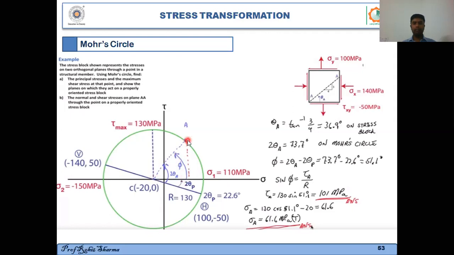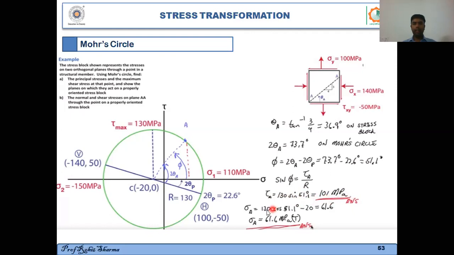I also know CA, which is the radius. So if I want to find out this distance, what I can do is project this radius onto the horizontal axis. For that, I'll have to use sine of phi. So sine of phi will be equal to what? Tau A upon r, the radius. So I can find out tau A, which will turn out to be 101 megapascal.